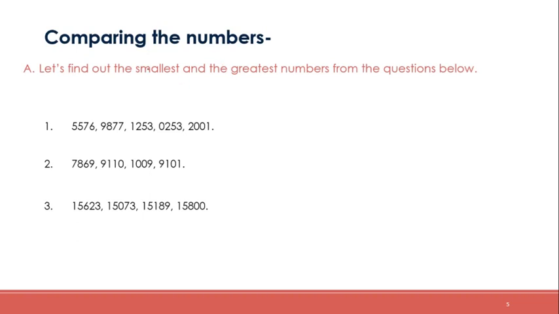Yeah. So in these questions, let's find out which number is smallest and which one is greatest among these numbers. So coming to the first question, just tell me which number is greatest and which is the smallest. Go through these numbers. It is 5576, it is 9877, it is 1253, then we have a 253, then we have a 2001.